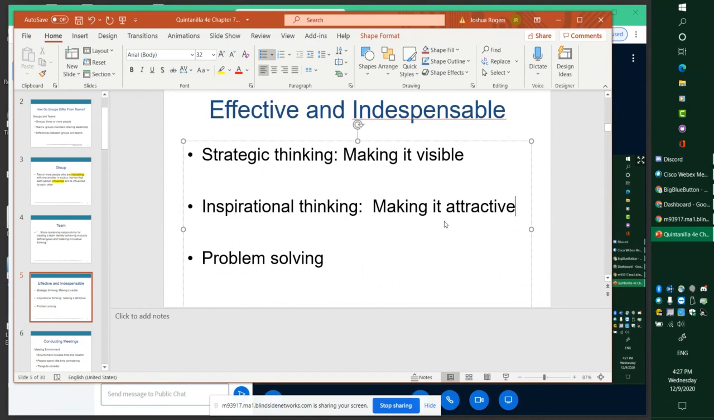And so inspirational thinking, and by extension, inspirational communication, is where you are able to take your strategic thinking and make it attractive so that others want to follow. They want to enlist. They want to fall in line. They want to participate. Okay?